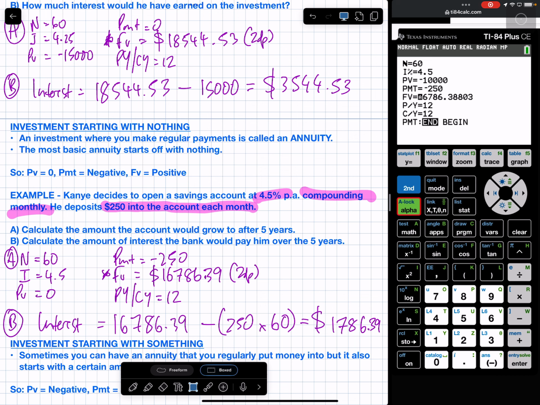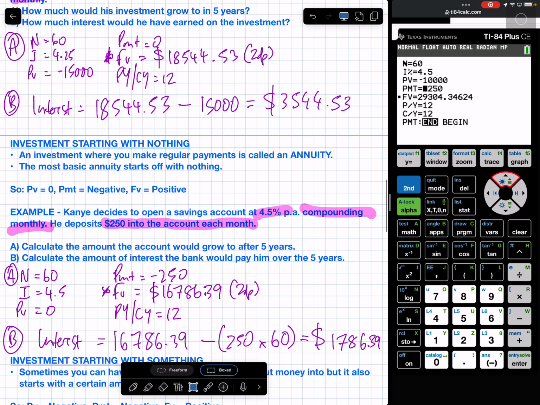Solve for FV, it's going to be significantly larger. Why? Because he started with 10 grand and he's putting 250 on top. Okay? So I won't do that example because I'd rather do something applicable to you. I'll stop there.